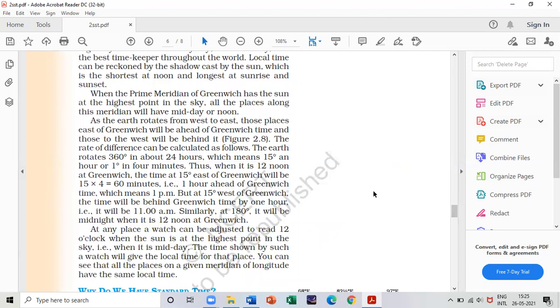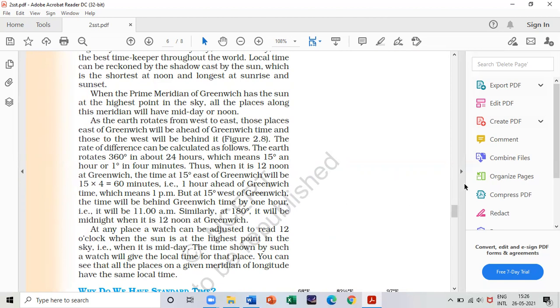And next, the earth rotates 360 degrees in about 24 hours, which means 15 degrees an hour or 1 degree in 4 minutes. It's also very important. How do we calculate that when it is 12 noon at Greenwich, the time at 15 degrees east of Greenwich will be 15 into 4, that is 60 minutes? You can be given any place and the degree, and then you have to calculate the time. So 1 hour ahead of Greenwich time, which means 1 p.m. But at 15 degrees west of Greenwich, the time will be 1 hour behind Greenwich time. So for the calculation, you need to read the paragraph carefully.